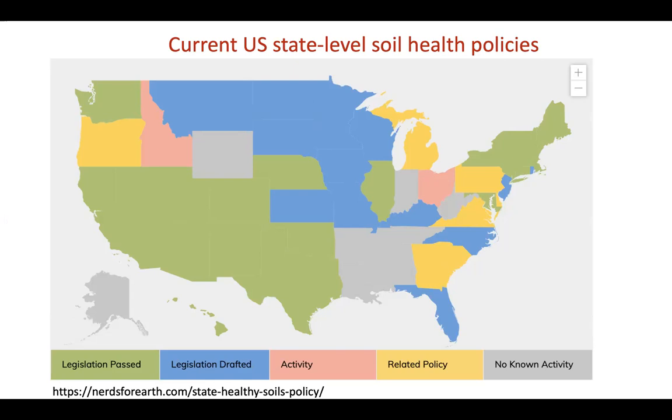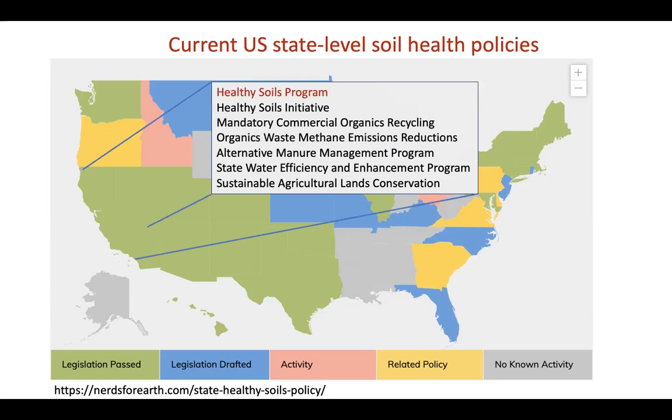The different colors just indicate the level of the legislation. So green would be past legislation that's enacted. There are states that have drafted legislation but it's not passed, or some activity or other policies that are related to soil health. As you all probably know already, California has been a leader in soil health policies. There's a number of policies that are soil health related.